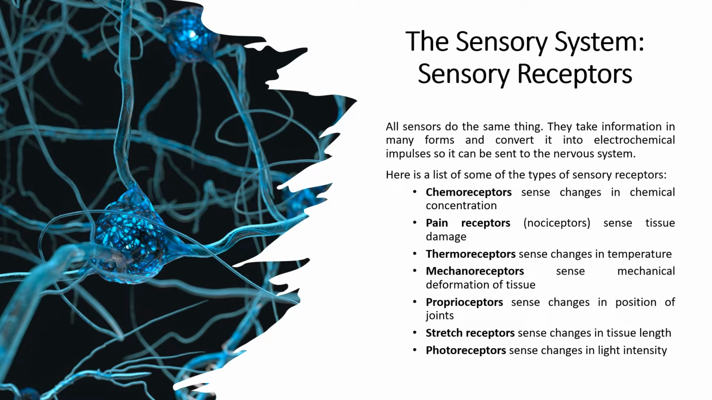We have the proprioceptors, which sense changes in positions of joints. We have the stretch receptors, which sense changes in tissue length. And we have the photoreceptors, which sense changes in light intensity.